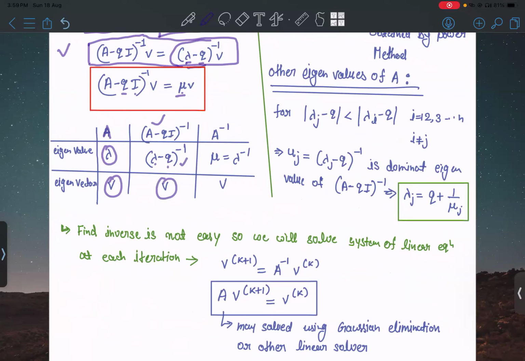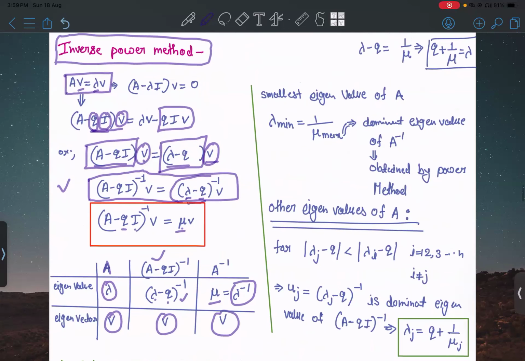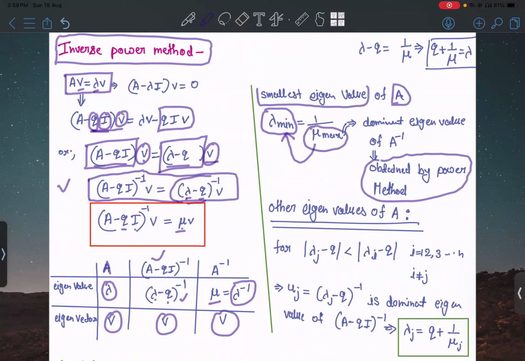And if I put q simply as 0, then mu will be what? Mu will be my eigenvalue and V will be my eigenvector. If I simply put q equal to 0 and solve using the power method, that will lead to mu max. From there I will find mu max, and if I take its reciprocal, I will find the lambda minimum of the A matrix. So by using this method, I can easily solve for the smallest eigenvalue of the matrix.